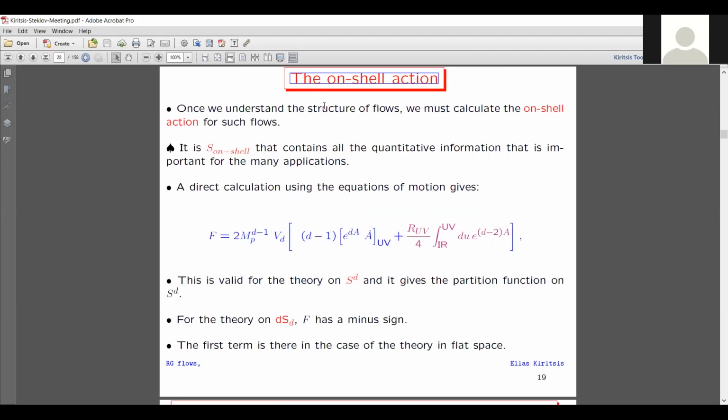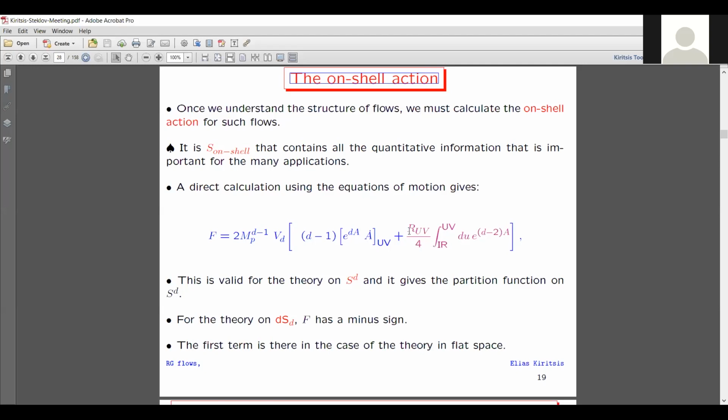An important ingredient which gives us the quantitative control of flows and other data in the holographic theory is the on-shell action. So we have to be able to calculate it and control it. And in fact, one can do this calculation by using the equations of motion and show that the on-shell action, which I wrote as F, depends on a few trivial parameters like the volume of the boundary, the appropriate power of the Planck scale. And then in this particular case, it has two contributions.